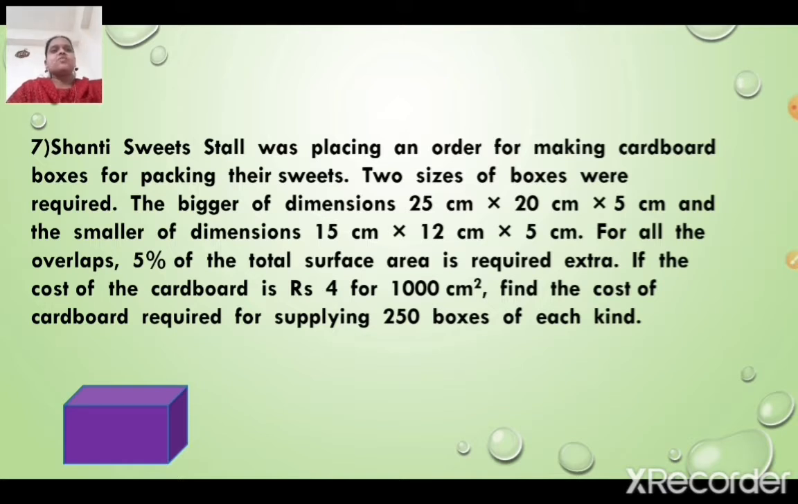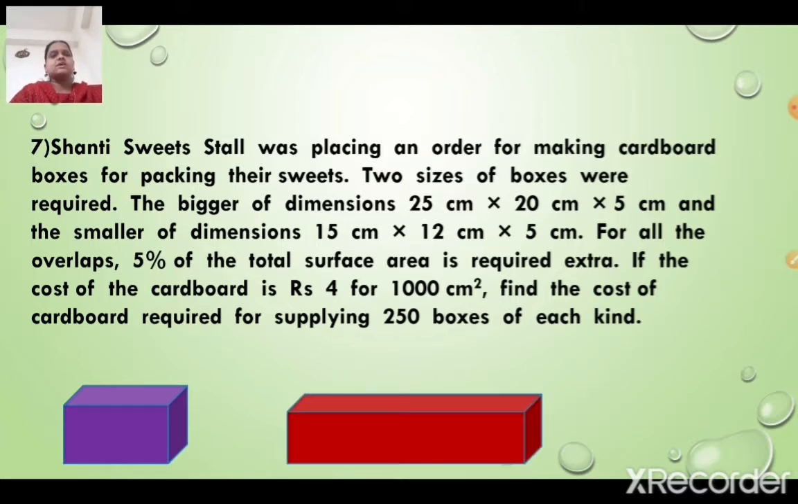This is for one box. Then similarly 250 boxes are given, so multiply by 250 and then find the cost. This is for the first box, that is the smaller box. Similarly, we have to do it for the second box, and then finally you add the totals to get the total cost. Is it clear?